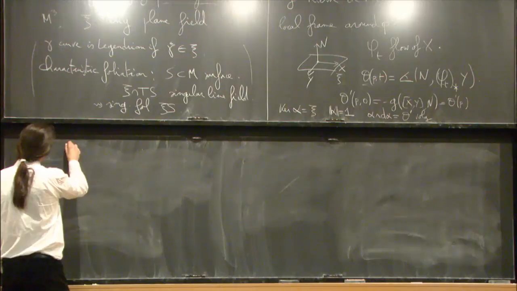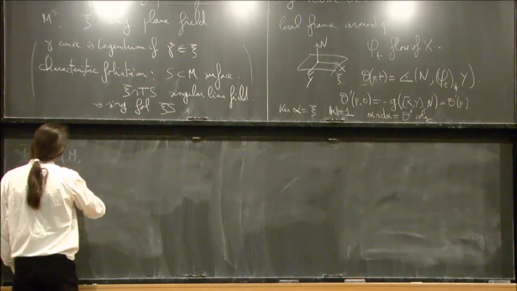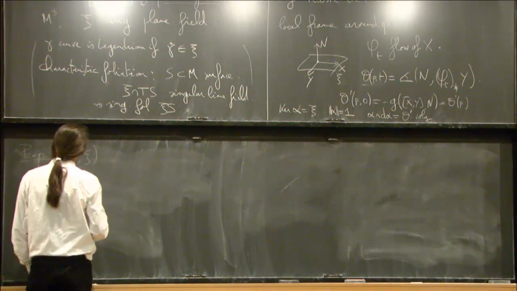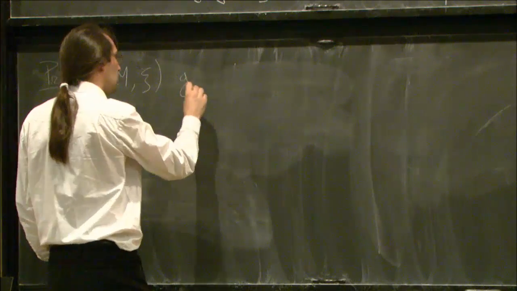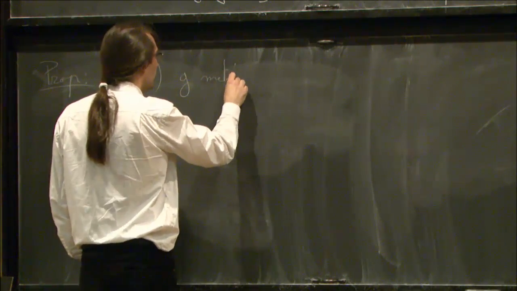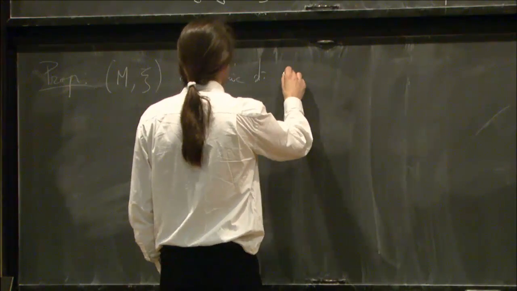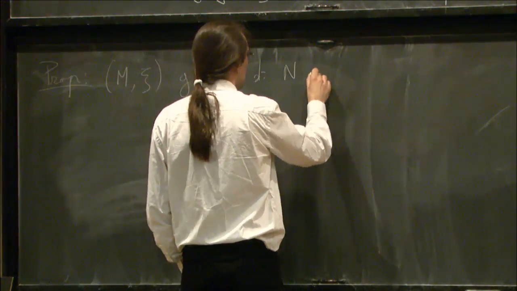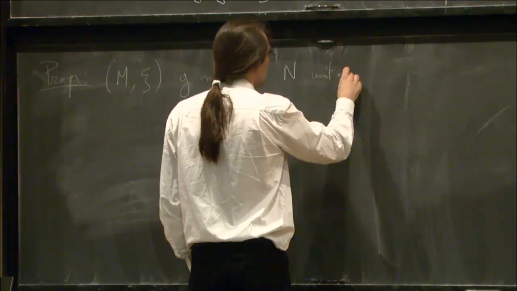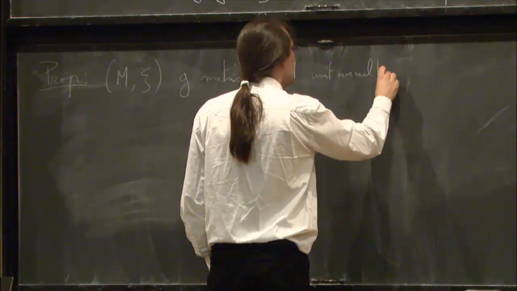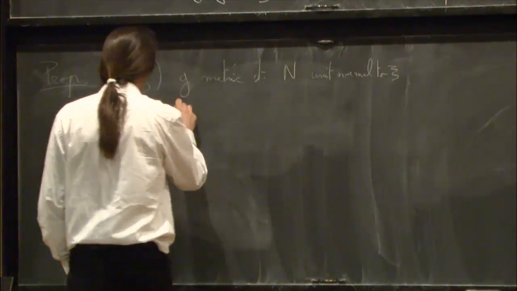So assume you have a contact manifold and G is any metric such that the unit normal to Xi is geodesic.